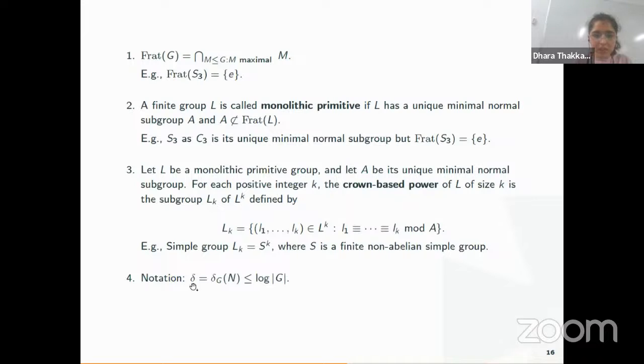So from now on, we will take delta to be some special number, which is at most log |G|. This is actually defined in terms of N and G, like N is a minimal normal subgroup of a group G. But for this talk, we will just take it to be some special number which can be at most log |G|.